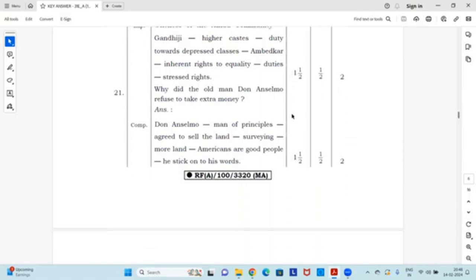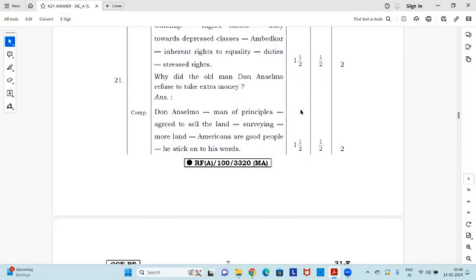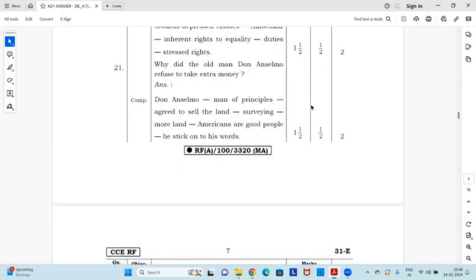Okay, next, question 21. Why did the old man, Don Anselmo, refuse to take extra money? So the answer, again in key points. Don Anselmo was a man of principles. He agreed to sell the land. After surveying more land, the Americans were good people and he stuck to his word.